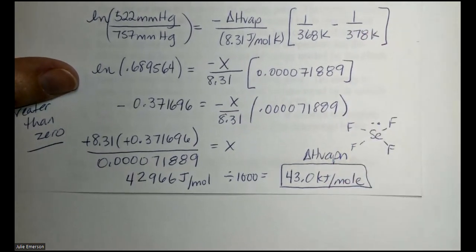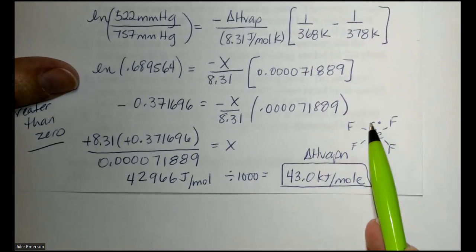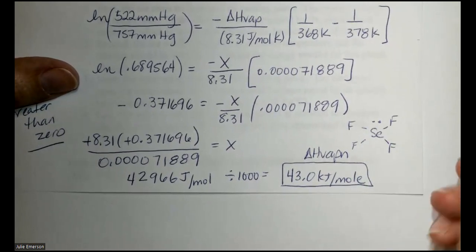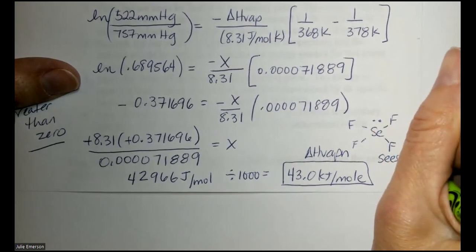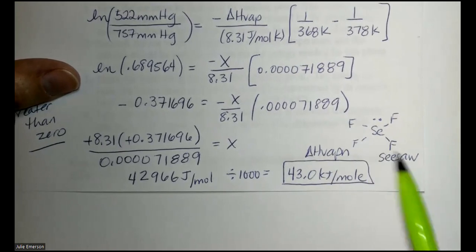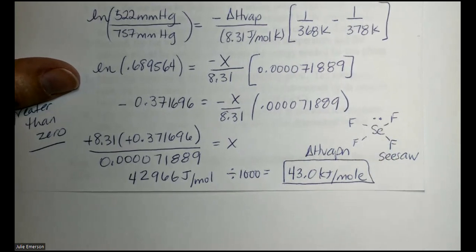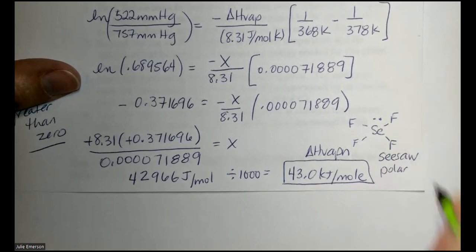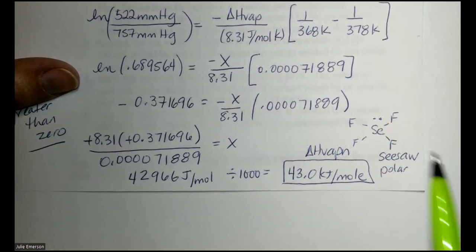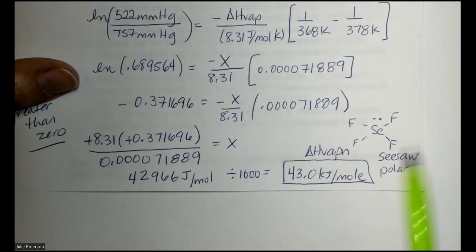is selenium with 4 single bonded fluorines and 2 extra electrons to expand the octet. So it's an AX4E, which is seesaw. But without knowing the VSEPR, that's okay. What we know is that when you have that lone pair, the symmetry is gone. So what we have here is going to be a polar molecule. So this is going to have dispersion forces and dipole-dipole forces.